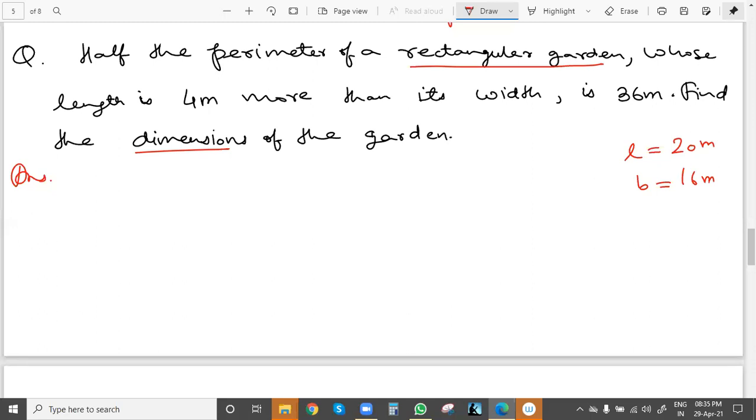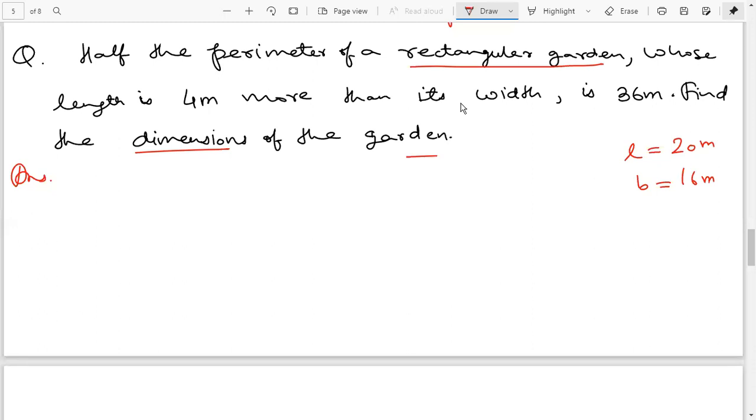See, a rectangular garden is given. So a rectangular garden can be like this. One rectangle we can draw. The diagram in maths, in physics and chemistry also, is a very simple, straightforward diagram. So this will be a simple diagram for a rectangle. This is the rectangular shape ABCD.